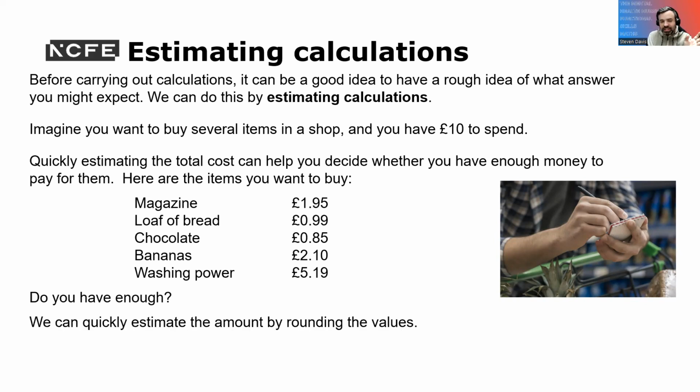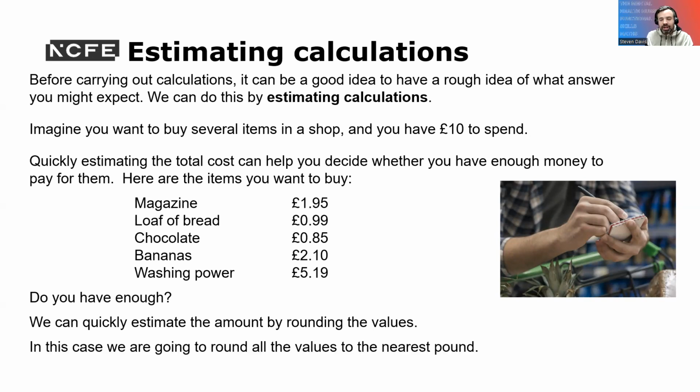So the reality is we can quickly estimate this by rounding the values. A magazine at £1.95, we could say is £2. A loaf of bread, 99p, we can say it's £1, that's now £3. Chocolate, 85 pence, is £1, that's £4 adding up. Banana at £2.10 is £2, for £6. And washing powder at £5. So that's about £11, isn't it?